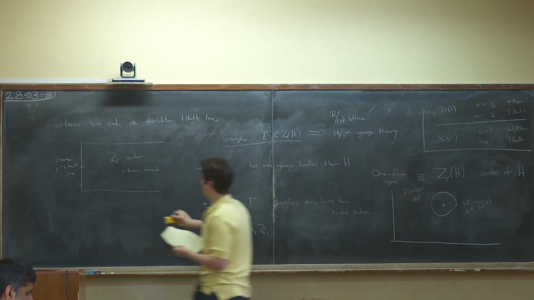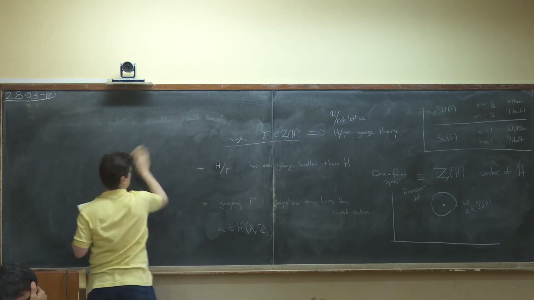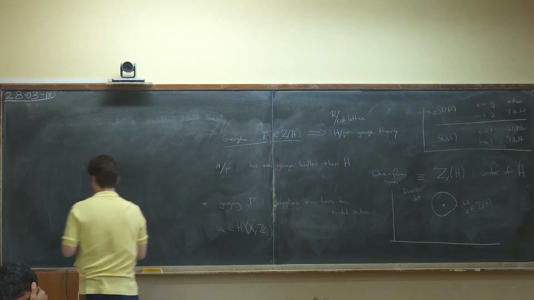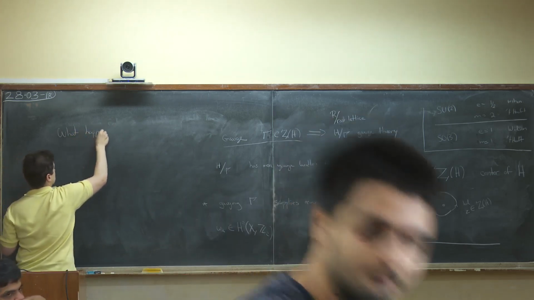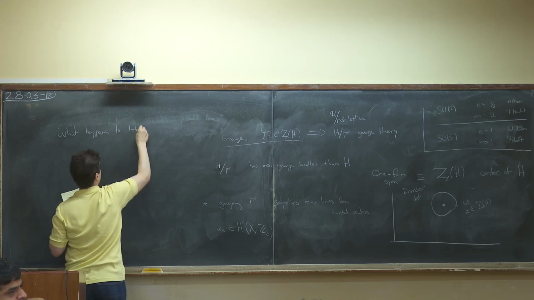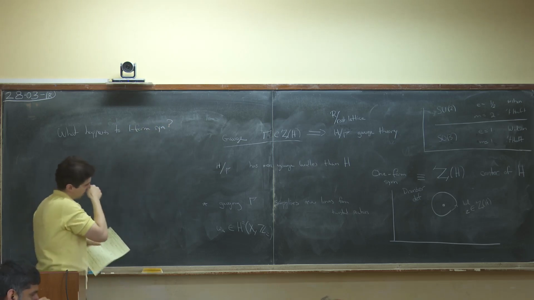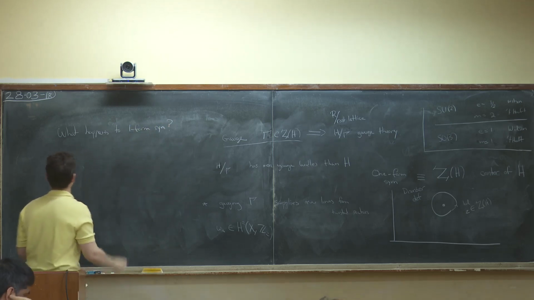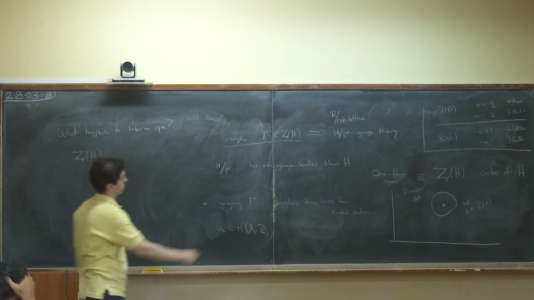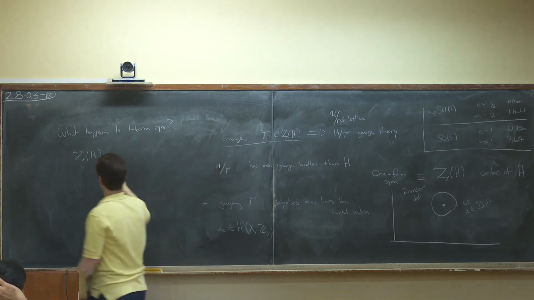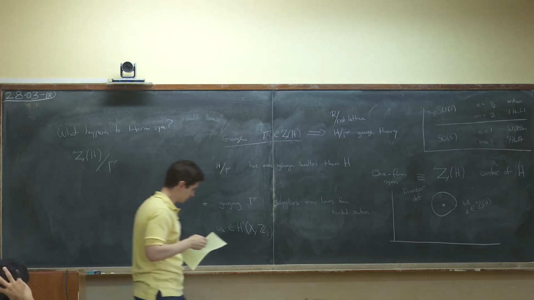Okay, so let's now discuss what happens to the one-form symmetry. The first answer is that you take the center, and we gauge this. So the new one-form symmetry is that. That's what you might expect.